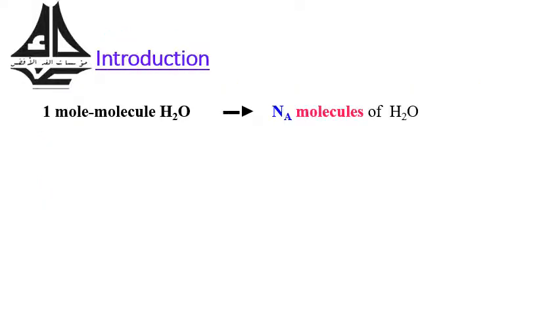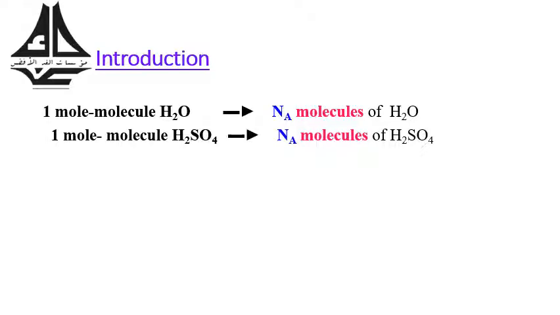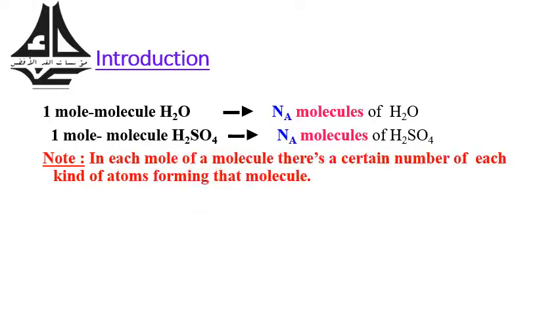Introduction. One mole molecule of water, H2O, contains Na molecules of H2O, where Na is 6.023 times 10 to the power 23, Avogadro's number. And 1 mole molecule of H2SO4 contains Na molecules of H2SO4, that is 6.023 times 10 to the power 23 molecules of H2SO4, where Na is Avogadro's number.